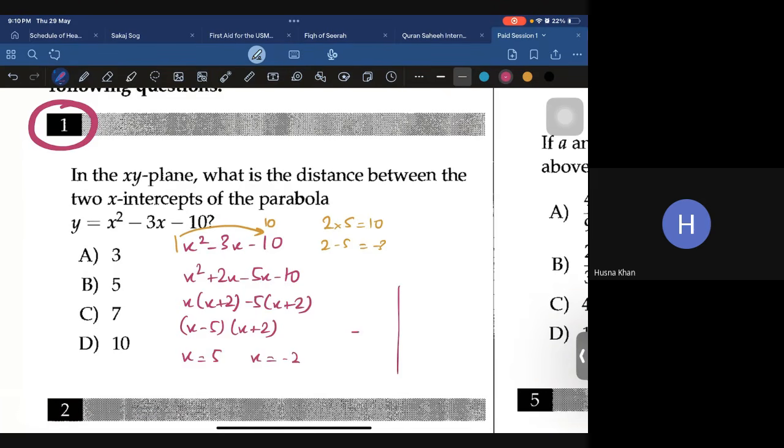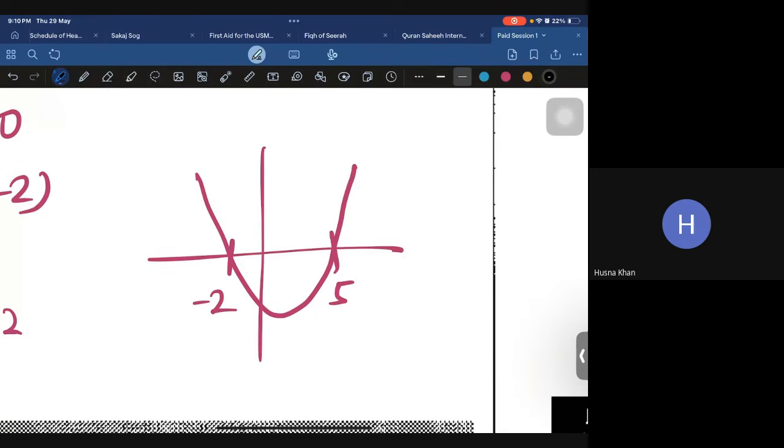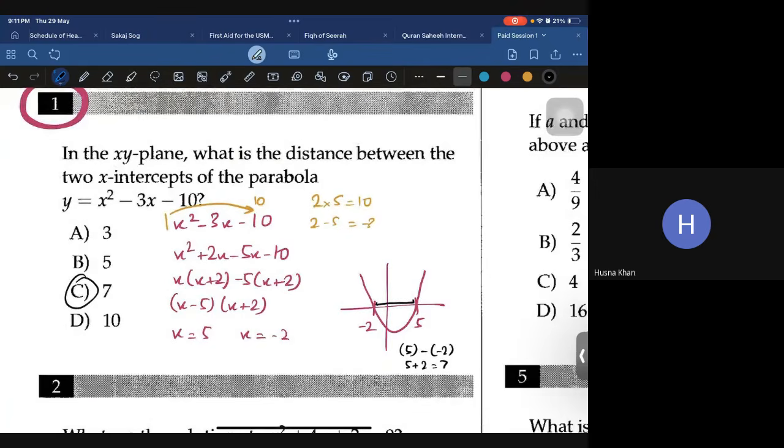Now, if we look at the graph, this means that this point has to be minus 2 and this has to be 5. So we need to find the distance between these 2 points. So you subtract the 2 points. So 5 minus minus 2, 5 plus 2, which is 7. So correct, you all got this correct.